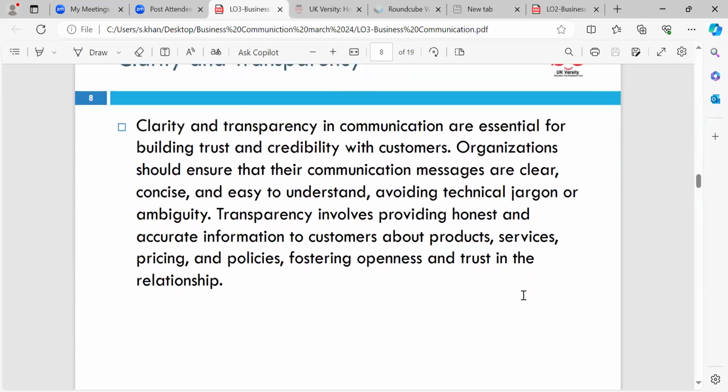Clarity and transparency. Clarity and transparency in communication are essential for building trust and credibility with customers. Organizations should ensure that communication messages are clear, concise, and easy to understand, avoiding technical jargon or ambiguity. Transparency involves providing honest and accurate information to customers about products, services, pricing, and policies, fostering openness and trust in the relationship. So it's really important you listen to your customers.